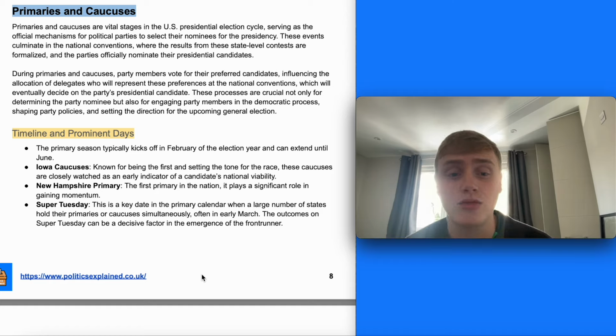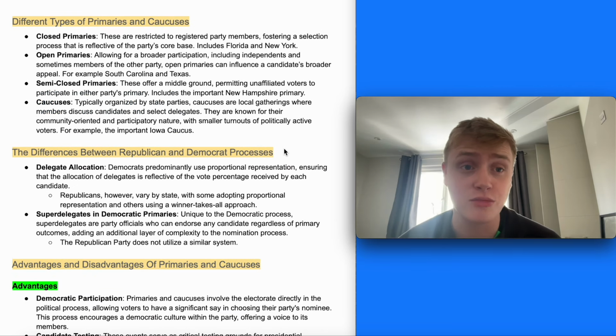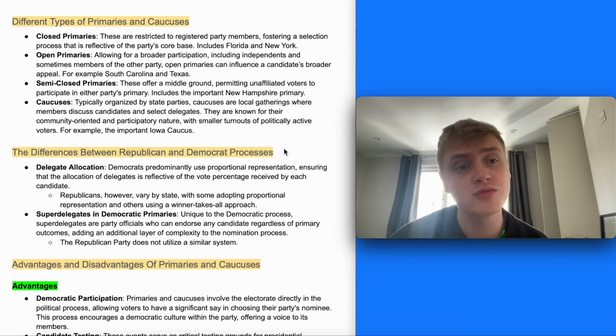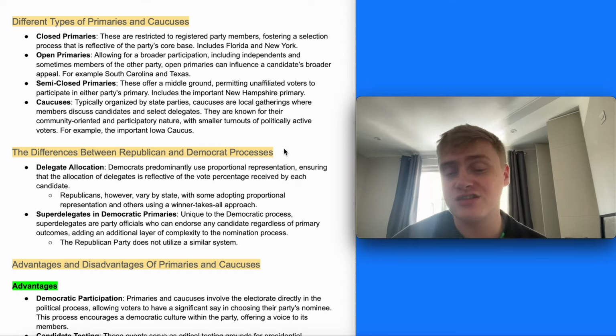This is a key date in the primary calendar, when a large number of states hold their primaries or caucuses simultaneously, often in early March, and the outcomes on Super Tuesday can be a decisive factor in the emergence of the frontrunner. In terms of the different types of primaries, there are closed primaries, open primaries, semi-closed primaries, and caucuses. So closed primaries are restricted to party members, so it leads to a selection process where you really have to appeal to the party's base, and these include Florida and New York.